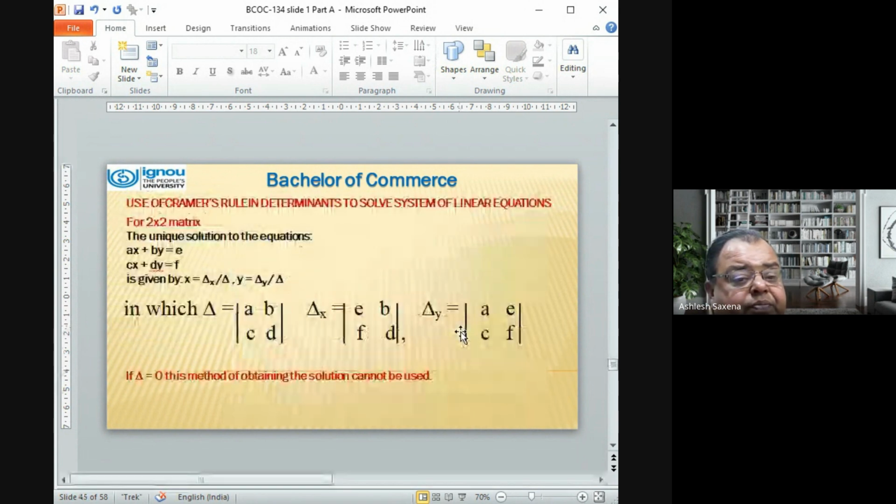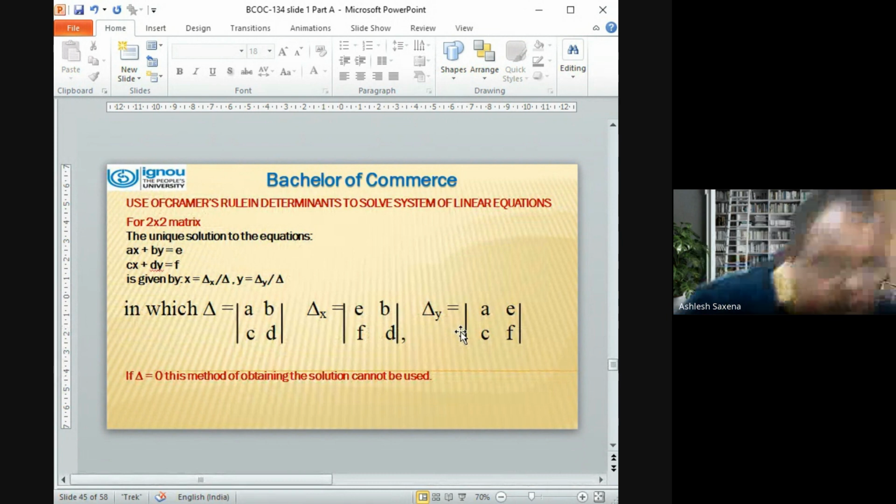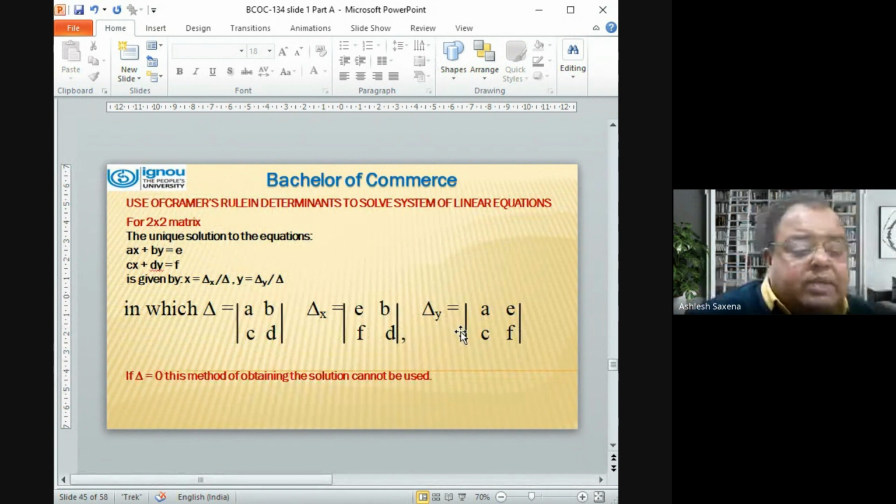Now, use of Cramer's rule in determinants to solve a system of linear equations. How is this drawn and what does this mean? Let me help you understand it. If you have a 2 by 2 system, here are two equations: ax plus by equal to e, and the second equation cx plus dy equal to f. So this is the formula for evaluating the values: x is equal to delta x by delta, and y is equal to delta y by delta. I will show you how these values are applied.